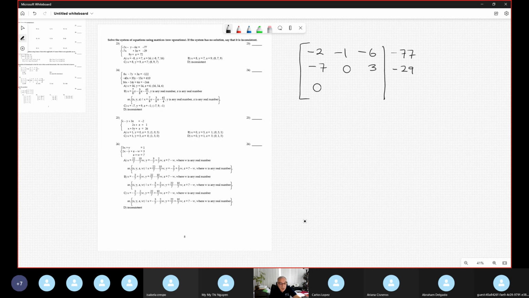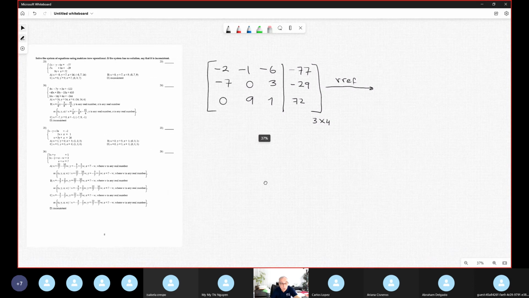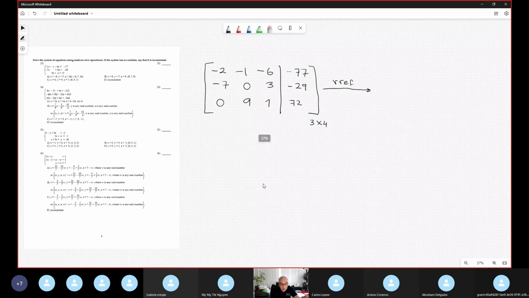The x is missing in the last equation: 9, 1, and 72. This is my matrix. By the way, the order or dimension of that matrix is 3 by 4, 3 rows, 4 columns. Now you apply reduced row echelon form, and let's do this in GeoGebra. I want to show you again in detail. It's important that you practice this by yourself.